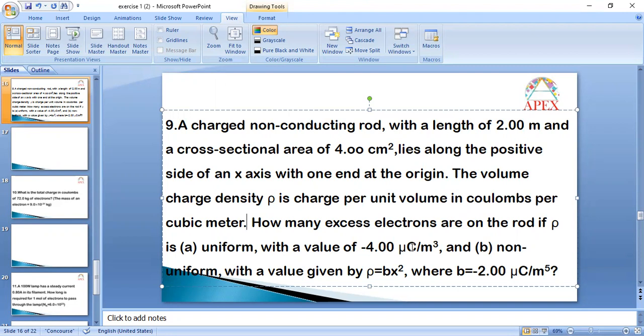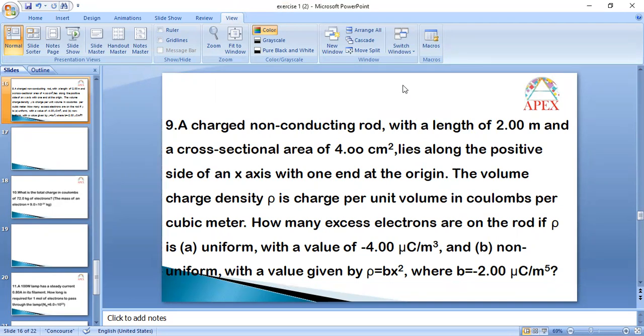So initially the rod is neutral, the dimensions of the rod were given, length and area, and the charge density is uniform in the first case, and how much charge was accumulated was also given. And finally, they are asking us to calculate how many excess electrons are to be given to the rod to give a charge density of -4 microcoulomb per meter cube. So now we can solve this particular question.